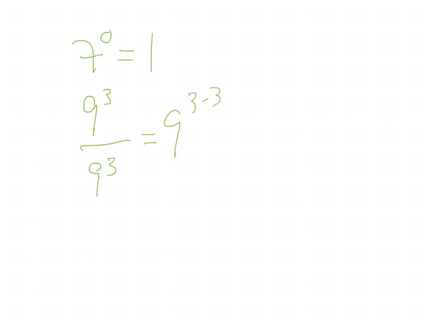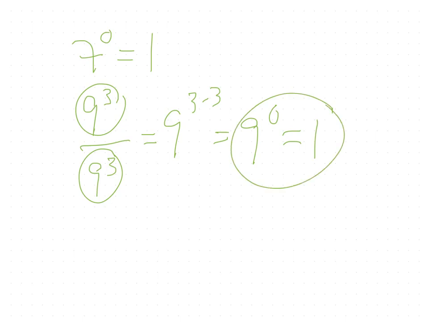Let's continue with that train of thought. 7 to the exponent 0 equals 1. Let's do another example. 9 cubed over 9 cubed. Using the exponent rule of division, this becomes 9 to the 3 minus 3, which equals 9 to the 0. We have a number being divided by itself. The answer has to be 1, so we equate 9 to the 0 to equal 1. If we had a base of negative 8 all to the exponent 0, the answer would also be 1.